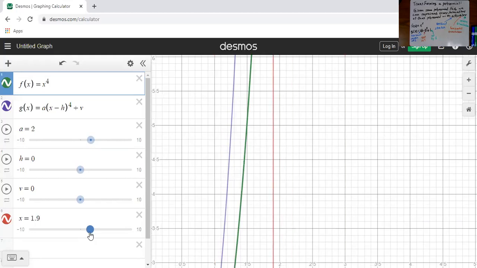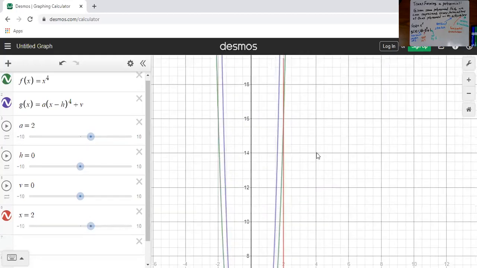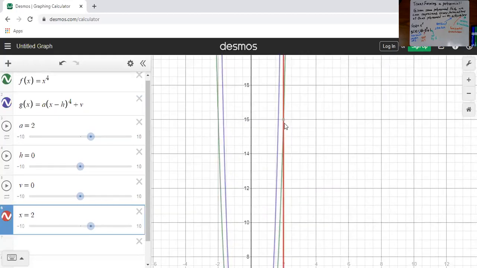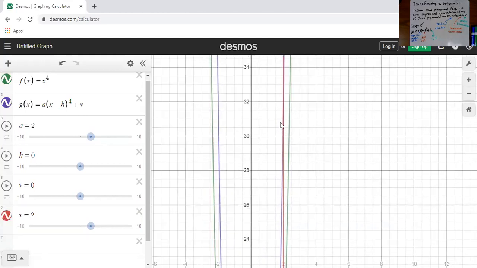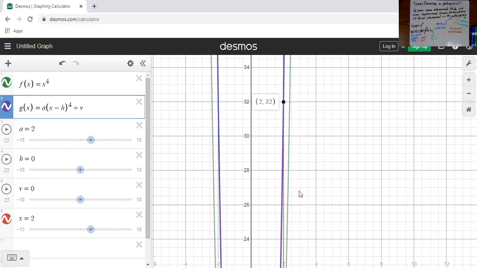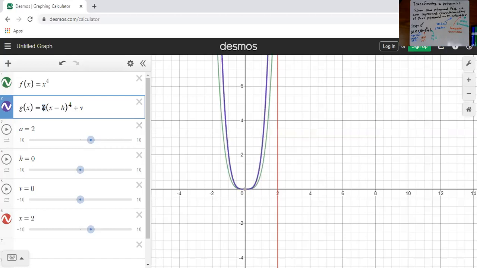Like, if we set x to 2, green has a height of 16, and blue has a height of 32. So changing A just multiplies how tall our function is everywhere along its domain. It makes it go up twice as far as it did before.